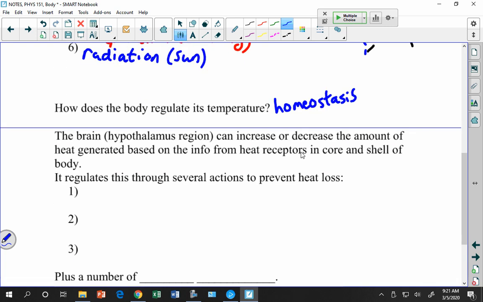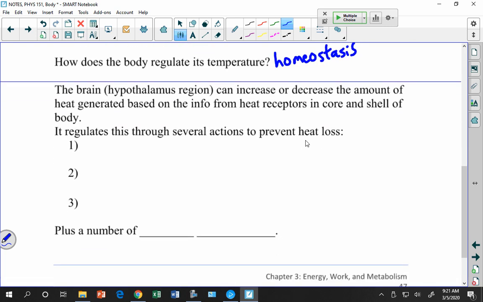Oh, no, never mind. So the brain can increase or decrease the amount of heat that's generated based on these heat receptors. We'll talk about this when we get into electricity, but in your body there are these cells, and they just say, hey, your body's too hot or your body's too cold, and then they send a signal to your brain, and then your brain sends a signal to do several things to prevent heat loss.